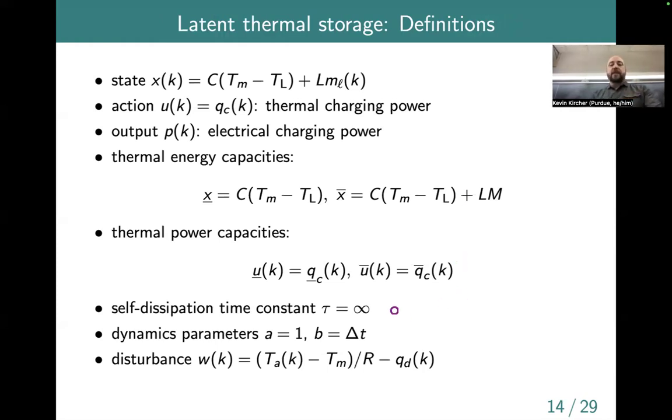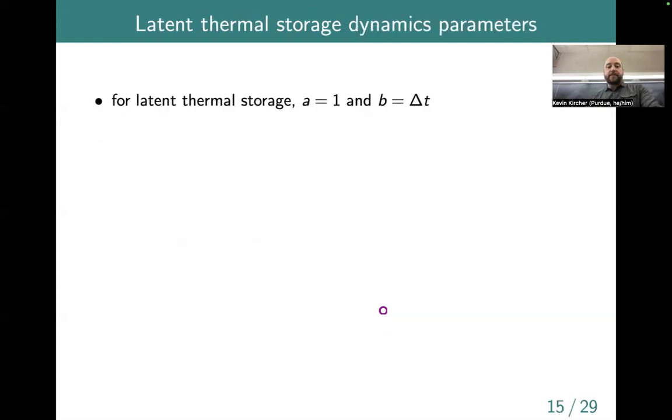And one wrinkle in the latent thermal storage model is that the self-dissipation time constant is infinity in these models. So A, rather than being e to the minus dt divided by tau, is just equal to 1. And then B, we get a simpler form as well. It's just equal to the time step. And these, in fact, are the limiting values of the A and the B that we get from the things that have finite time constants. They're the limits as we take that time constant to infinity.